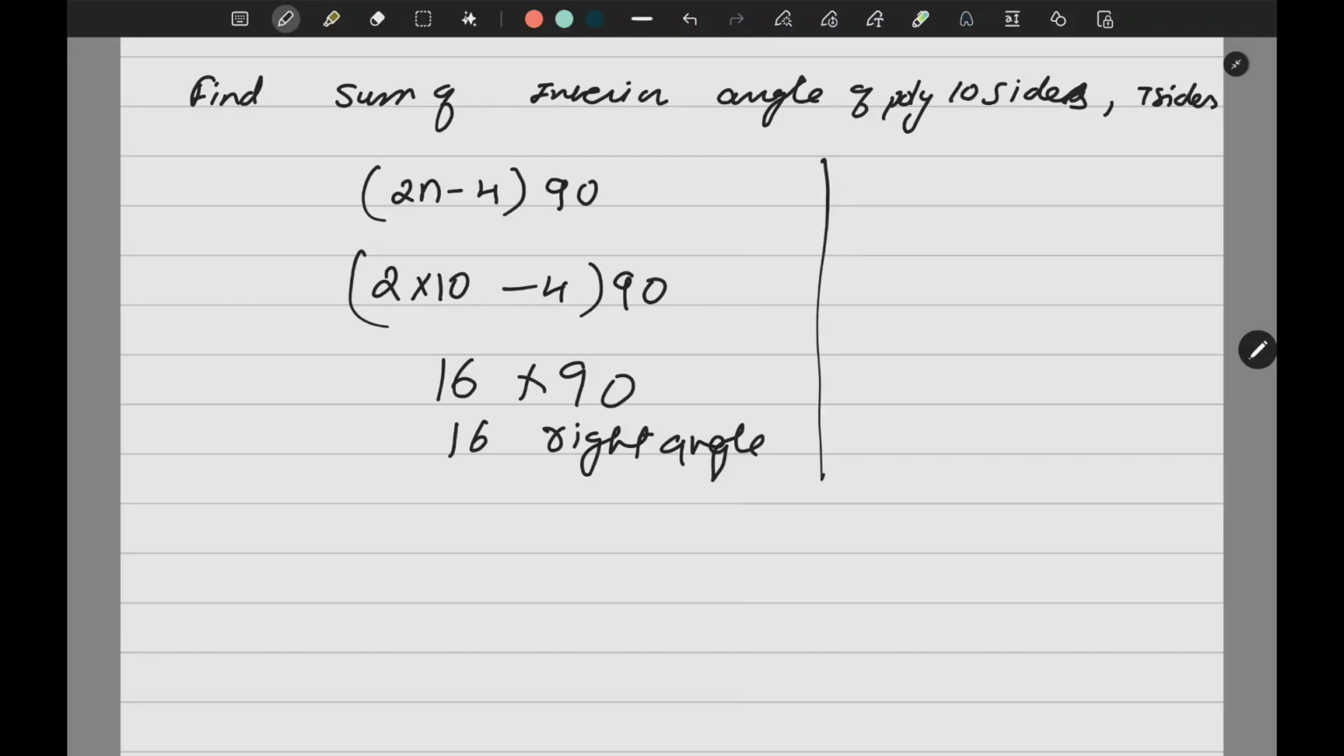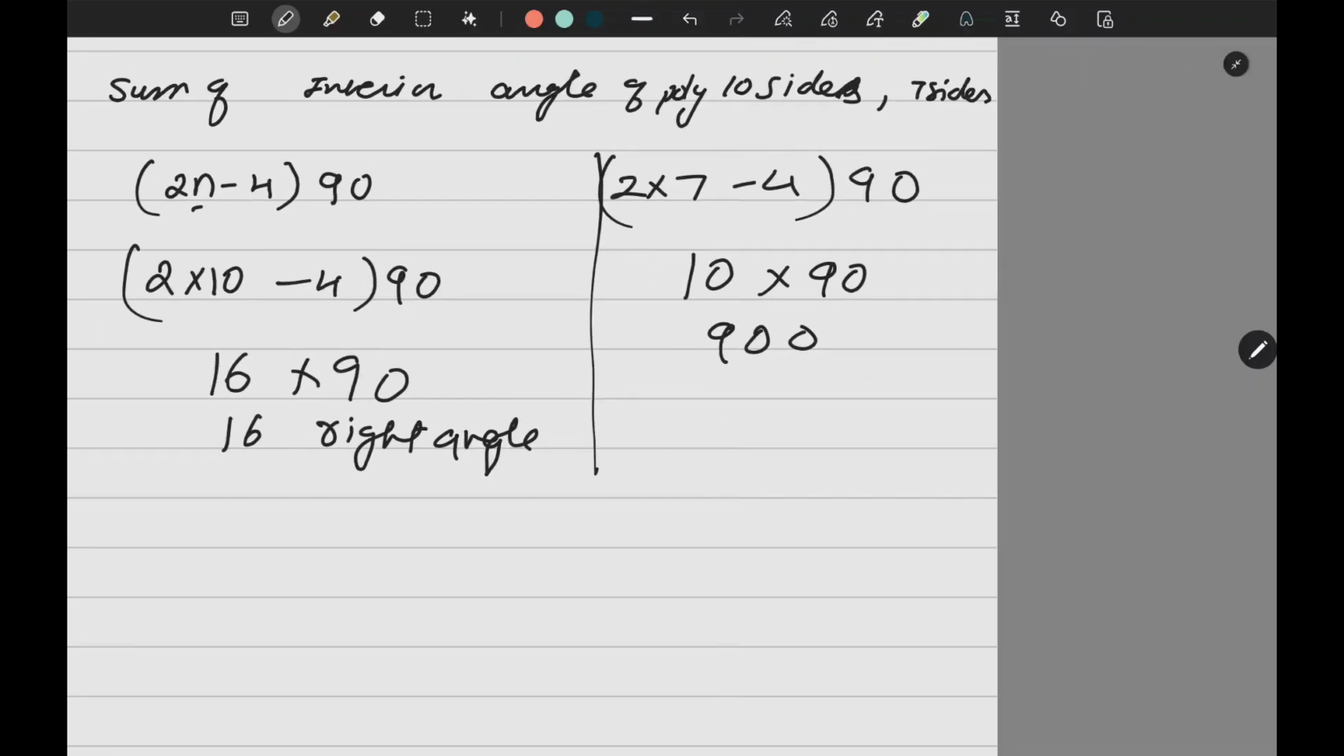Okay. Now when I am saying 7 sides, I will put n equal to 7. So (2 into 7 minus 4) right angles. So 14 minus 4 is 10, so 10 right angles or 900 degrees, both are correct answers. Correct? So this is one more category of the question.